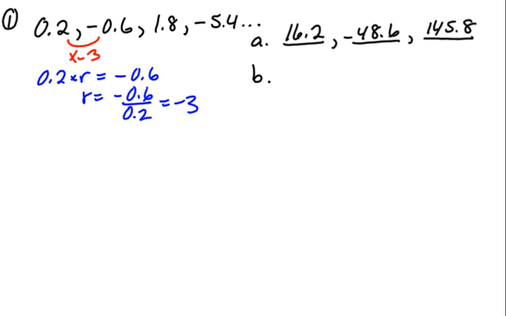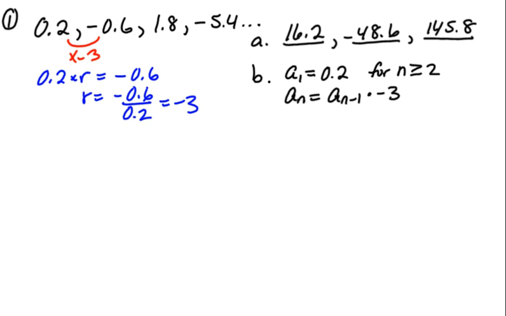But I have to have a starting point. So when you are writing a recursive rule, it is absolutely essential that you put the starting point down. So I start with 0.2 and then multiply by -3. So for n greater than or equal to 2, so starting with a sub 2, a sub n is equal to a sub n minus 1 times -3. So that's your recursive rule. You could also write it as -3 times a sub n minus 1 with that in front.